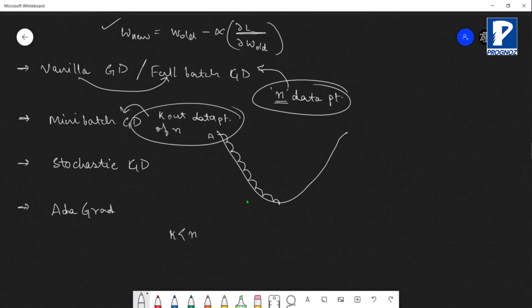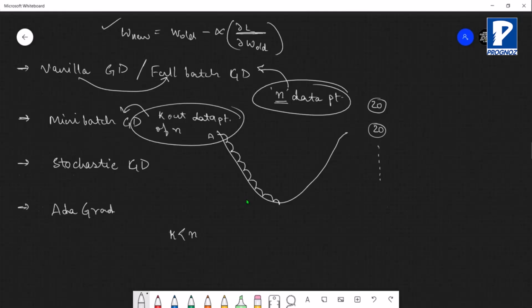So what will happen in mini batch? First, let's say if I'm telling n is equal to 100, k is equal to 20. So in the first epoch the first 20 data points will be chosen, and loss will be computed. Then in the second epoch the next 20 data points will be chosen, epochs will be carried on, and then your loss component will be written down. So in this way this is going to continue. This is the case of mini batch.